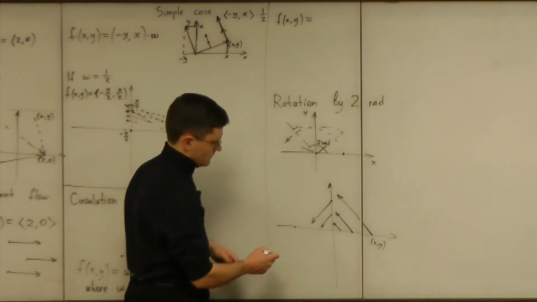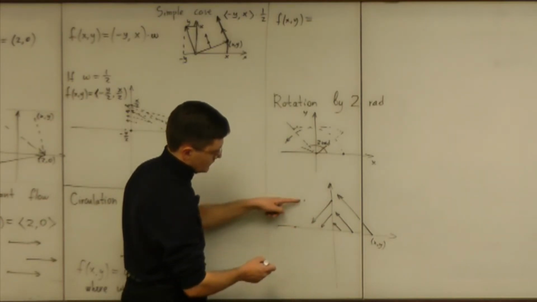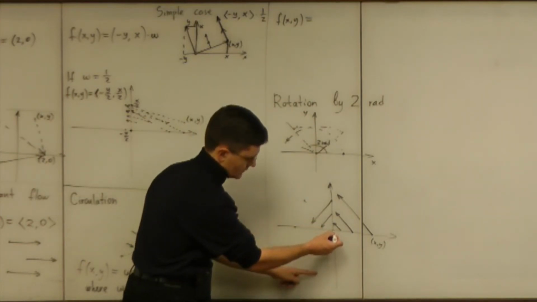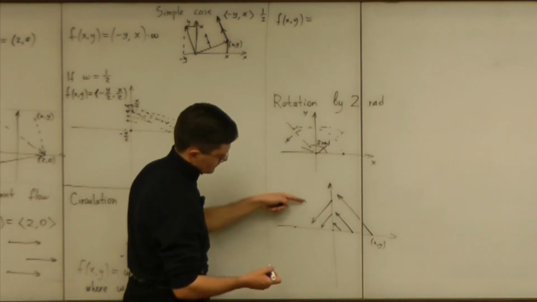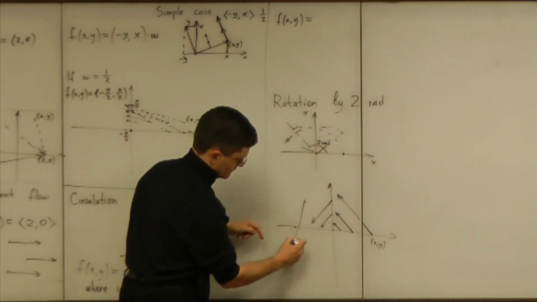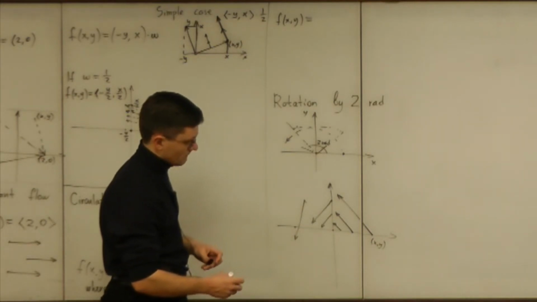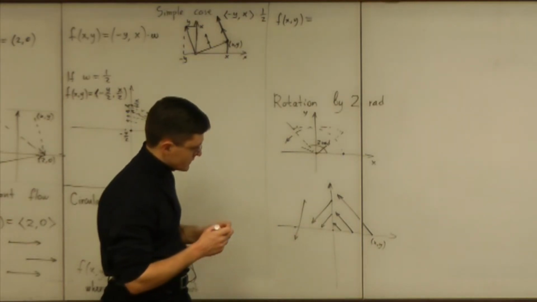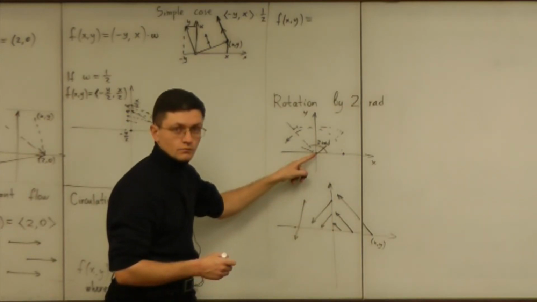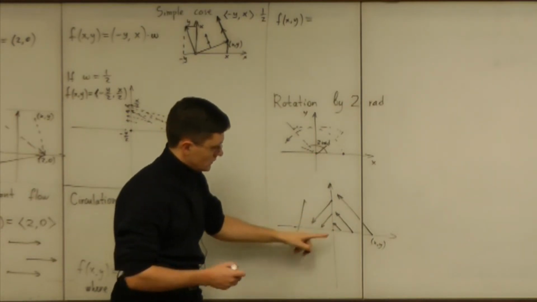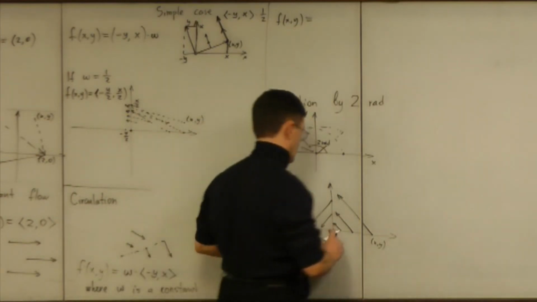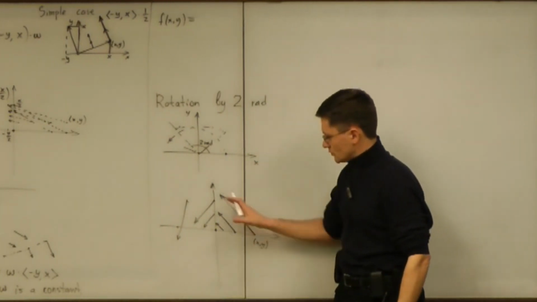And I'll take any point here. Consider the direction of the vector being 2 radians. So the vector goes somewhat there, and the magnitude is equal to that. So what kind of flow is that? What happens to the center? The center is not moving, right? So the center remains the same, and all the other points in the plane are moving.